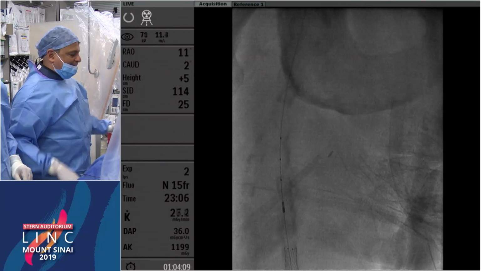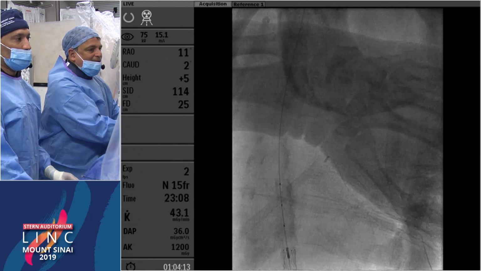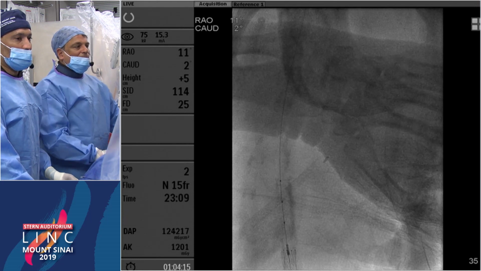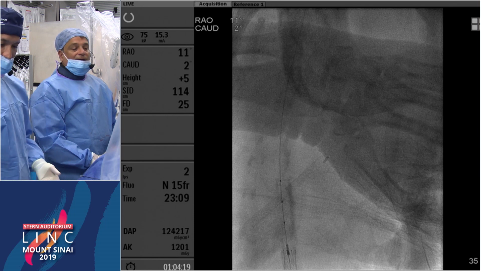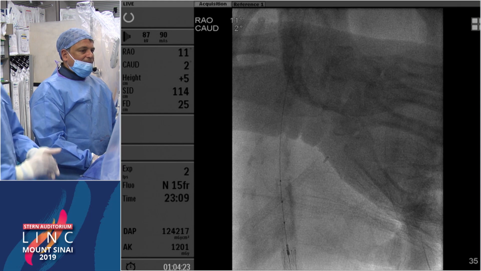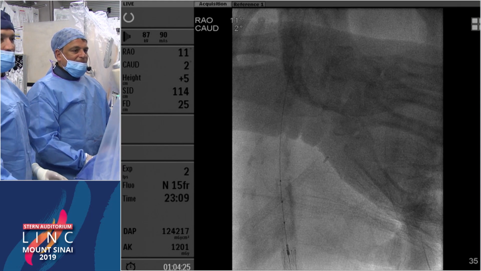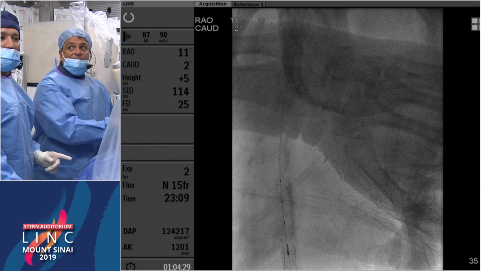Now, we just want to evaluate the proximal. We did IVUS evaluation of that distal SFA, but it didn't look significant. So now we're looking at that proximal and the ostium of the SFA. You can see there's something moving, sort of like a baby bouncing in a baby carriage, I guess. But can you show them the IVUS?